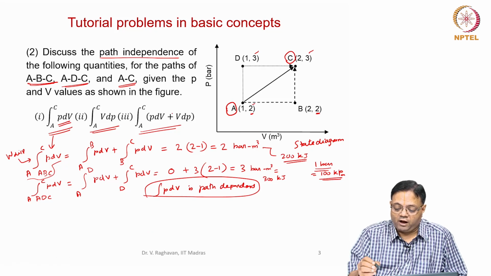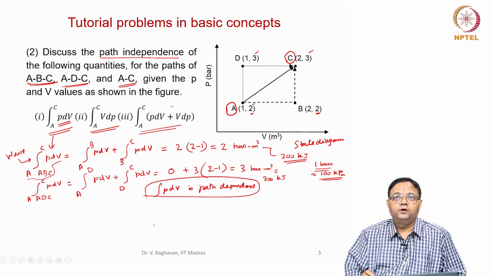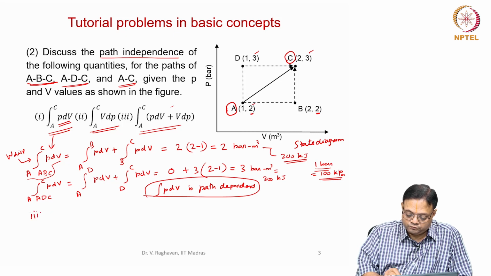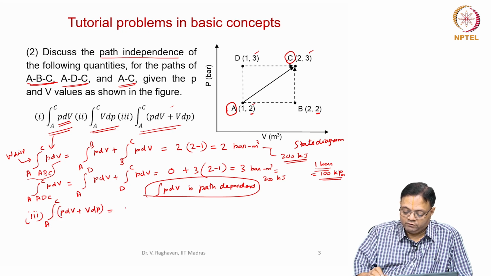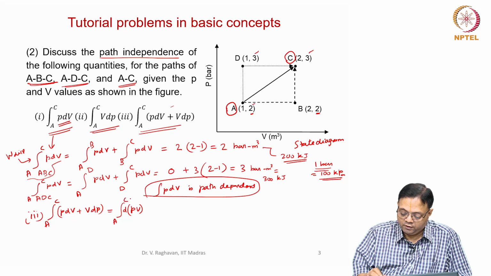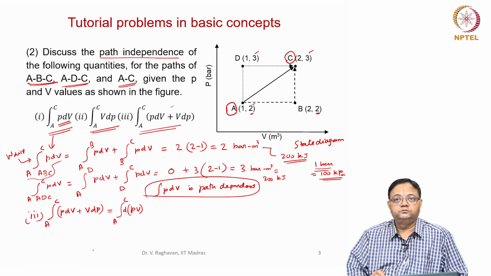Now, let us take the last example. You can work it out and see this V dP. Obviously, this will also be path dependent. Let us do this. The third one is integral A to C of P dV plus V dP, which is equal to integral A to C of d of PV, correct, because d of PV will be equal to P dV plus V dP, chain rule.